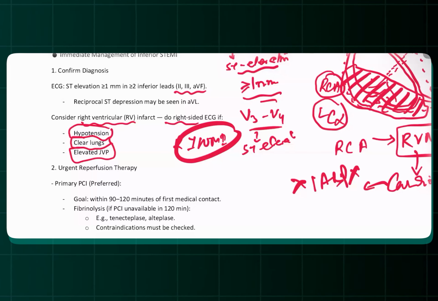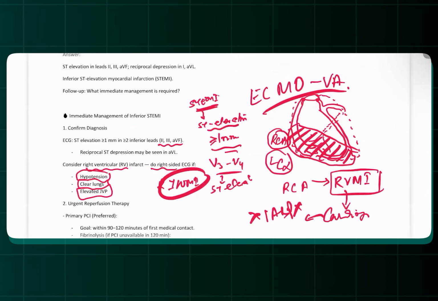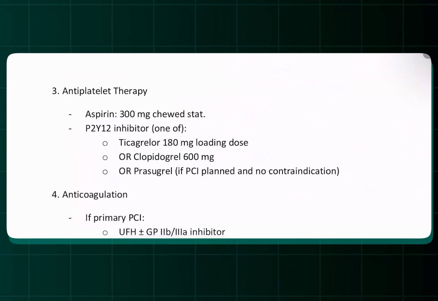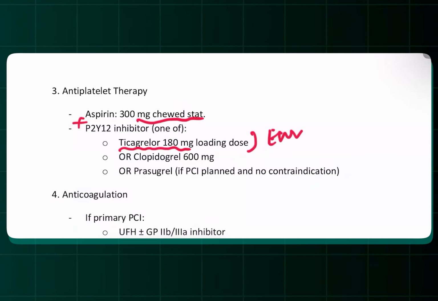But the problem is for thrombolysis, you have to go through the checklist of contraindications. Antiplatelet therapy has to be given immediately. 300 milligrams of aspirin has to be chewed. It has to be crushed and dissolved in water and given to the patient. So immediate action. Along with it, you give a P2Y12 inhibitor, it is not or, it is and, you give ticagrelor. This is the European favorite now.